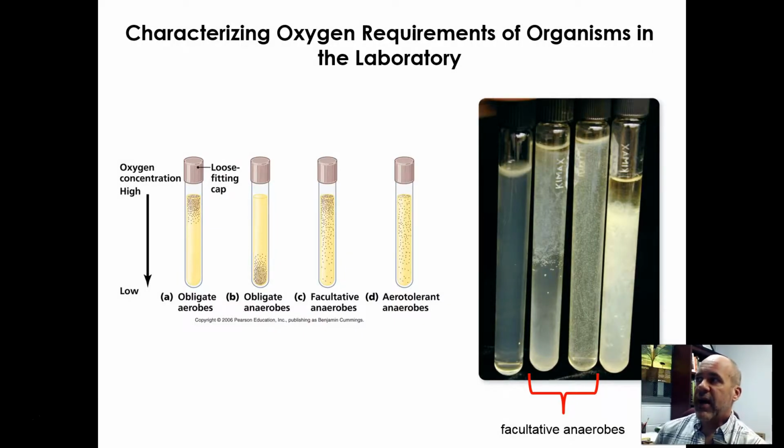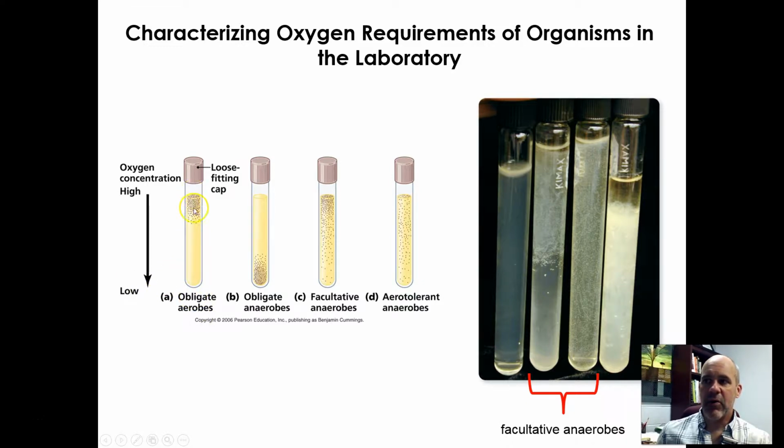How do we characterize oxygen requirements of organisms in the laboratory? One thing you can do is a test with a special type of liquid broth. What that liquid broth does is it limits the amount of oxygen that's able to diffuse in from the air in the tube down toward the bottom of the tube. And so it creates an oxygen concentration gradient in the broth. Your oxygen concentration is high up here and low down here at the bottom.